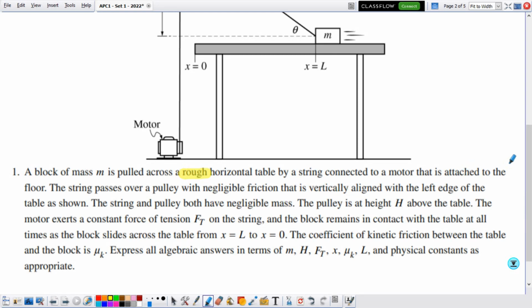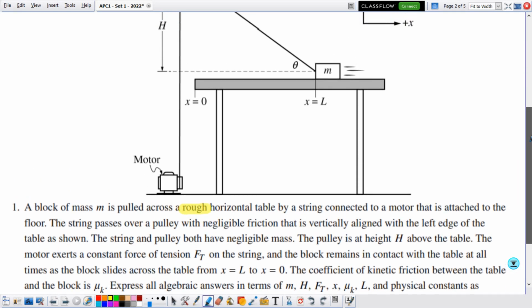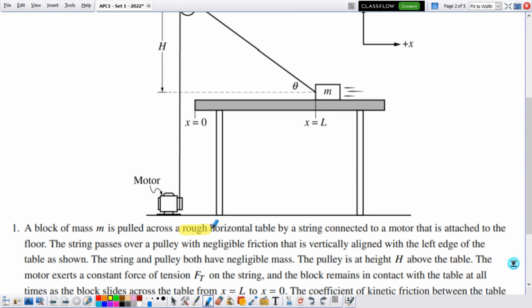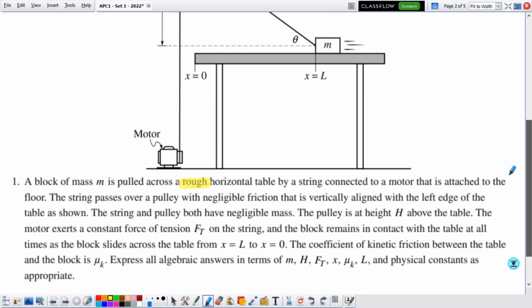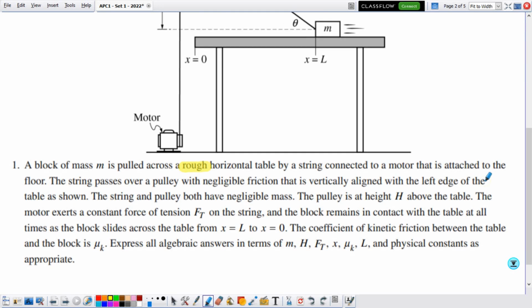By a string connected to a motor that is attached to the floor, the string passes over a pulley with negligible friction that is vertically aligned with the left edge of the table as shown. The string and pulley both have negligible mass. The pulley is at height h above the table. The motor exerts a constant force of tension Ft on the string.